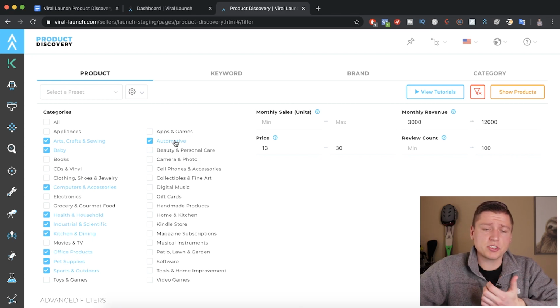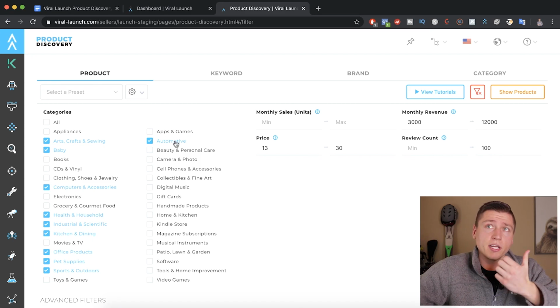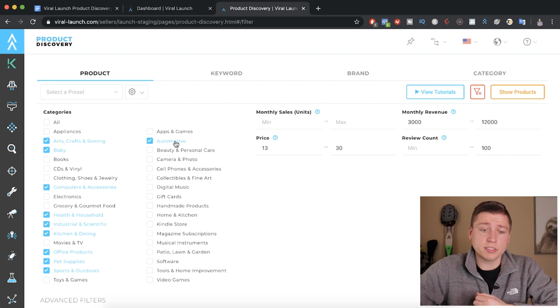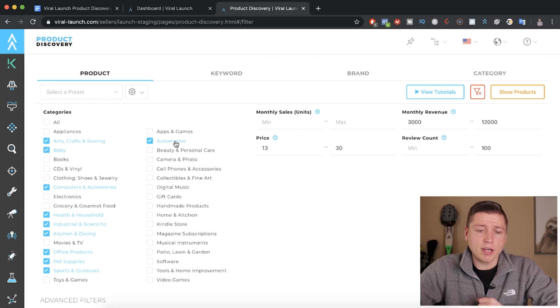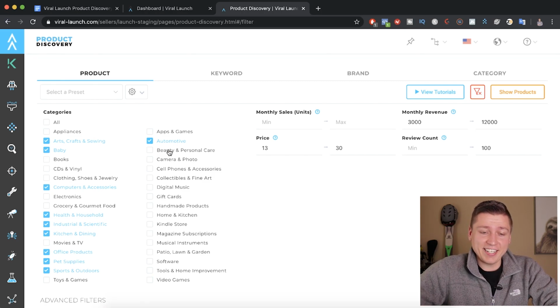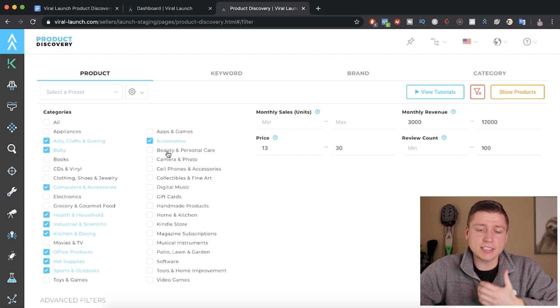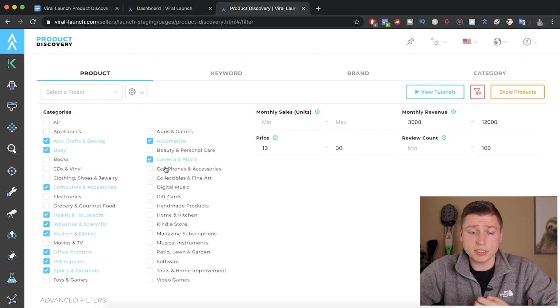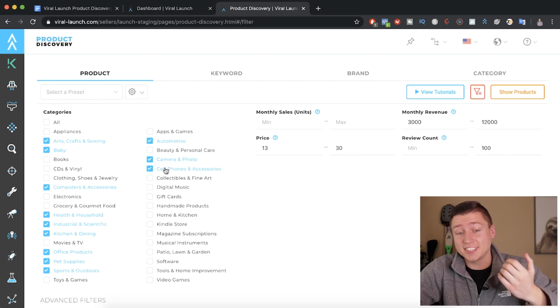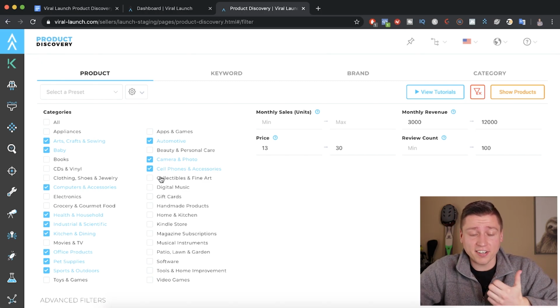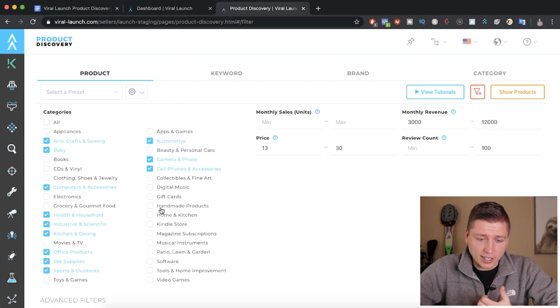Automotive is okay because there's a lot of gadgets that go for your car, like window screens, window protectors, car wipes, things like that. Obviously, you're not going to sell car parts, but maybe, anyways, beauty and personal care. If you got experience in this field, it's great. But if not, not so much. Camera and photo, again, just for camera and photo accessories. Cell phone accessories, just for cell phone accessories, right? Collectibles and fine art, no. Digital music, no. Handmade products, no.